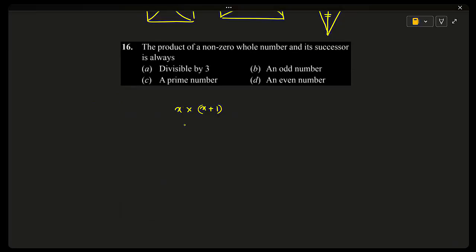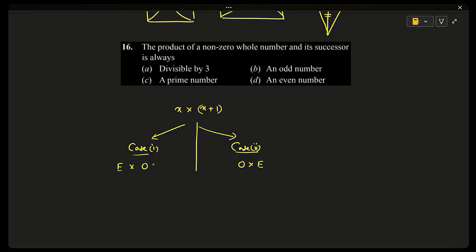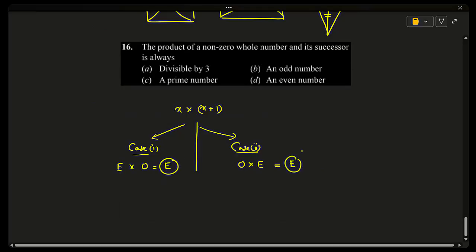Okay. So from here we can go two cases. Case 1, x may be even. If x is even, for any even number you add 1, you'll get an odd number. Case 2, we don't know always x is even or not. It may be odd also. So if x is odd, then odd number plus 1 is going to be an even number. So in any case, even into odd, you'll be getting an even number, and odd into even, you'll be getting an even number. So in any case, the product is always an even number. That is option D.